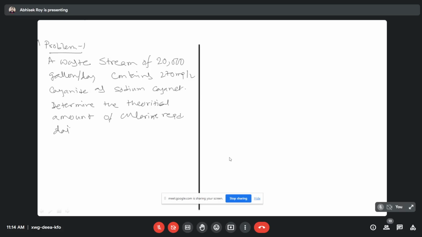Required daily to destroy this waste. তাহলে কি বলেছে, একটা ওয়েস্ট স্ট্রিমের ফ্লো বলে দিয়েছে, কনসেন্ট্রেশন বলে দিয়েছে সায়ানাইডের। সো থিওরিটিক্যাল ক্যালকুলেশন মিন্স stoichiometrically you have to calculate how much chlorine will be required. So we will use our equation, so you have to remember the equation for doing this problem.